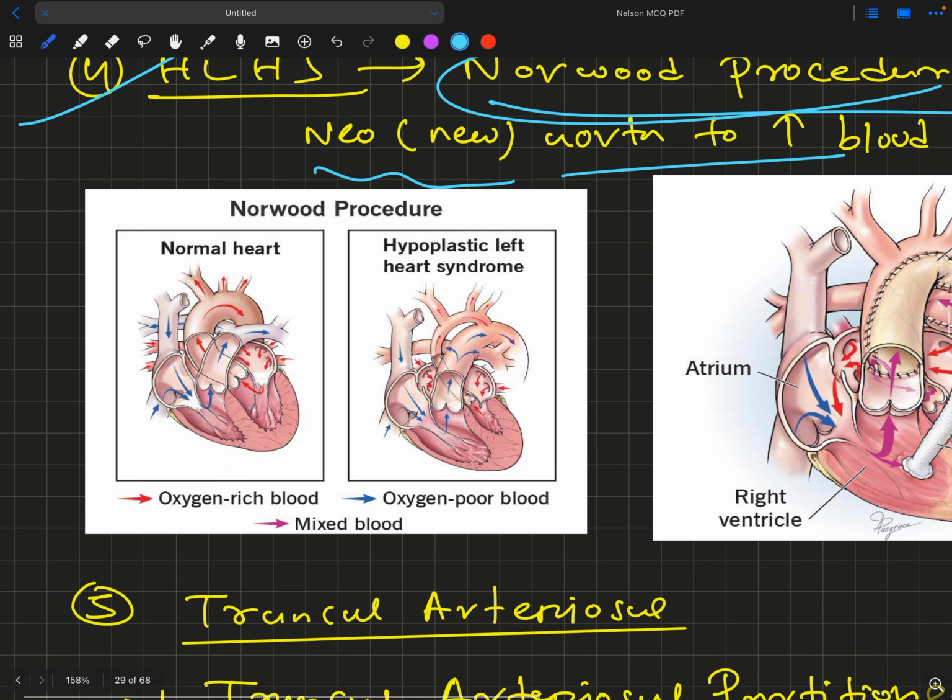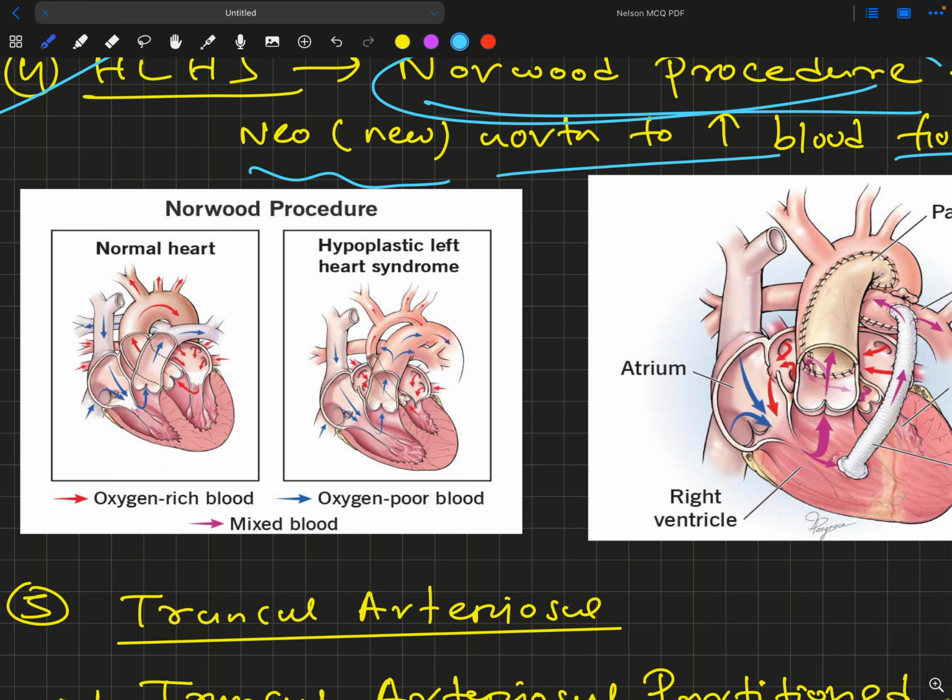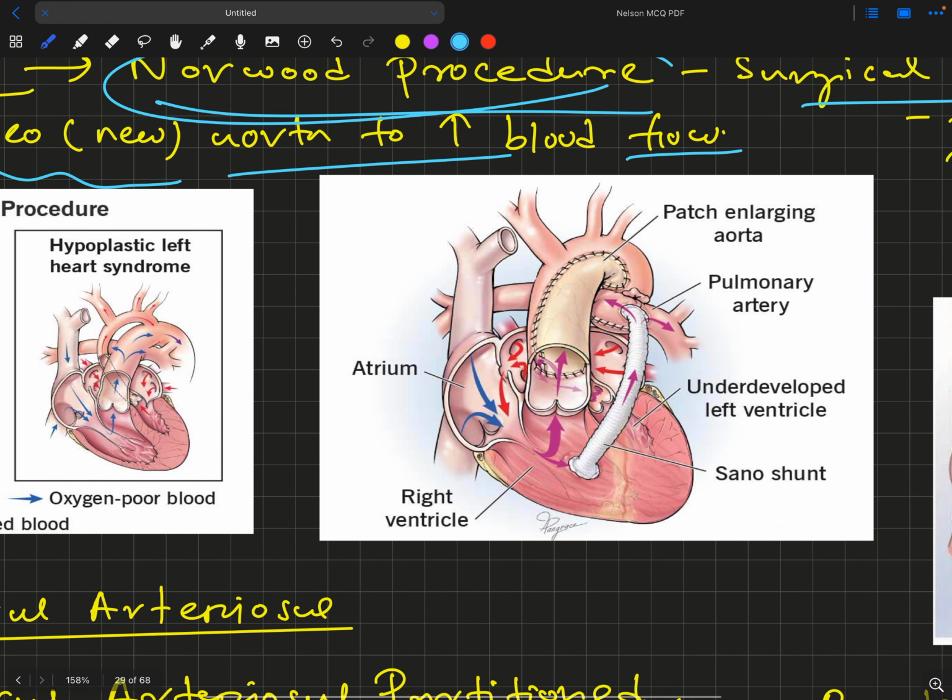In case of hypoplastic left heart syndrome, the normal heart... In case of hypoplastic left heart syndrome, the left heart is hypoplastic. So what we can do is the Norwood procedure. Here a new aorta is created. Cyanotic. So this is the Norwood procedure.